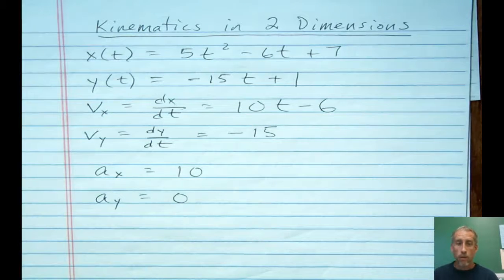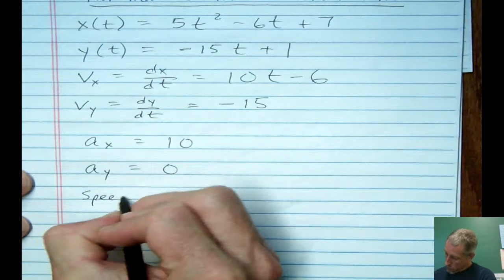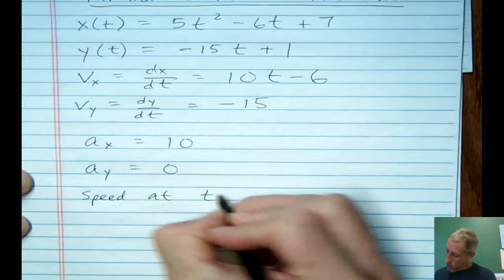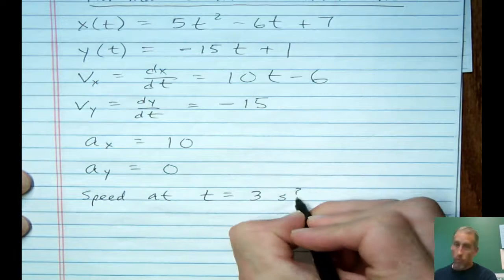So we've taken some derivatives there. Now you might be asked, well, what is the actual speed at a particular time? So if we look at that, let's just make up a time of 3 seconds. What is the speed at 3 seconds?